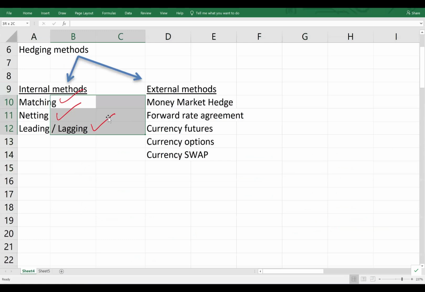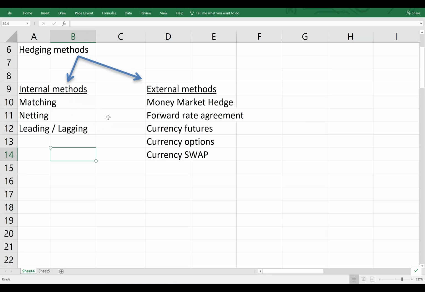And some of them, by the way, I wrote down here. So we discussed matching, and we have two types of matching: matching of receipts and payments to manage your transaction risk, and matching of assets and liabilities to manage your translation risk. Netting houses, I discussed with you, leading, lagging, invoicing in local currency, and having a foreign bank account, all of these things.